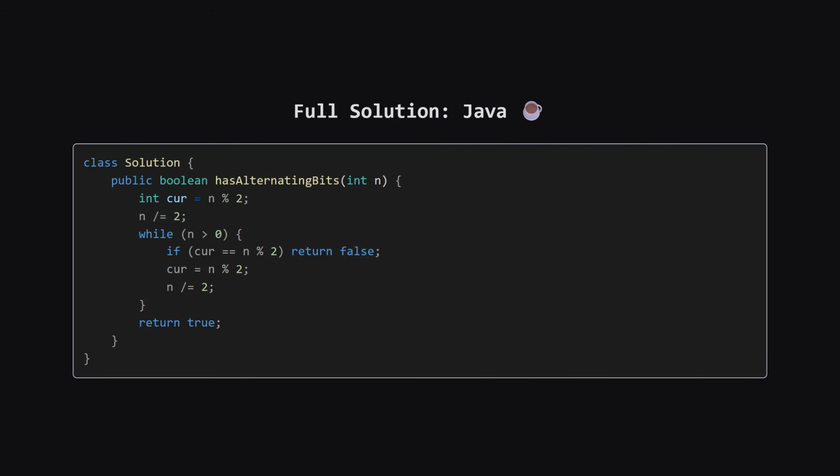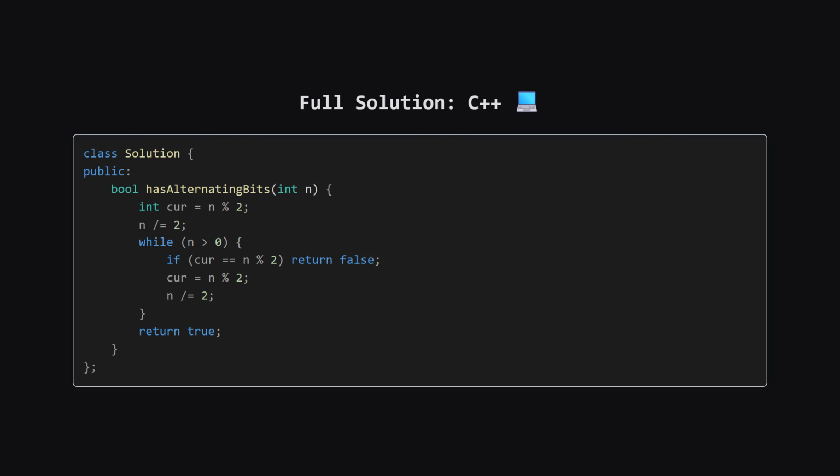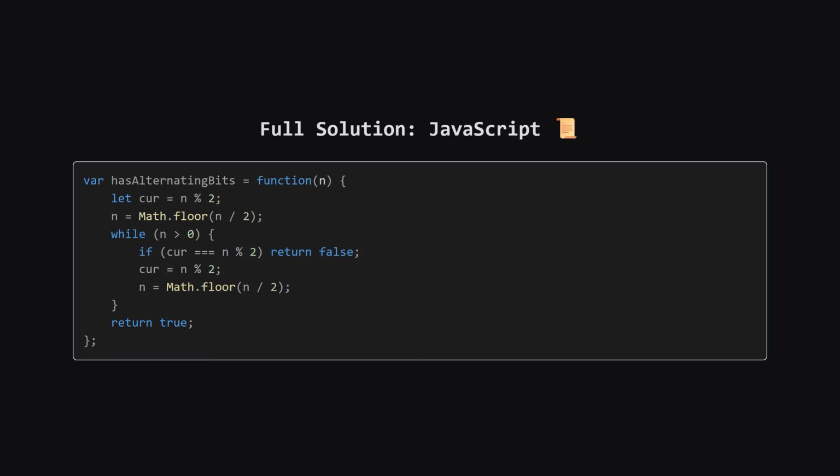Here is the full solution in Java. It follows the exact same logic as our second approach. Feel free to pause here. Next up, here is the C++ version. Again, very similar syntax. Pause if you need it. And finally, here is the solution in JavaScript. Note that we use math.floor for division here, since JavaScript numbers are floats by default.